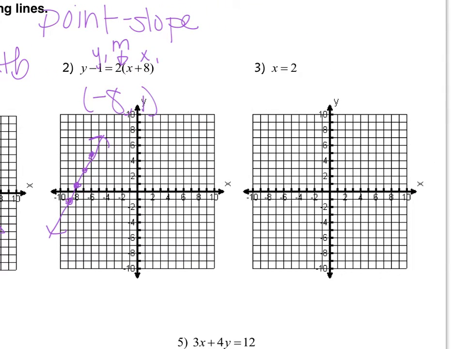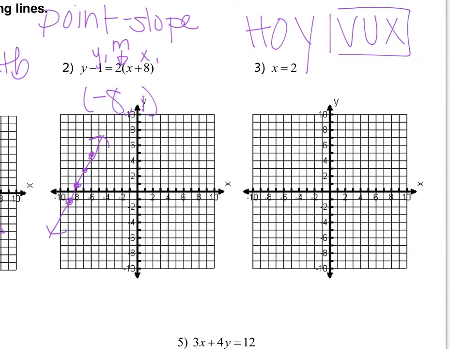Alright, the next example is for horizontal and vertical lines. Hopefully you've seen this at some point, HOIVUX. So H is for horizontal, O is for 0 slope, and it's a y equals equation. V is for vertical, U is for undefined slope, and x equals equation. So in example 3, we have x equals 2. So that means it's going to be a vertical line, and we go to where x equals 2, and we just draw a vertical line. Once again, using a straight edge. Notice that anywhere we go on this line, x equals 2.